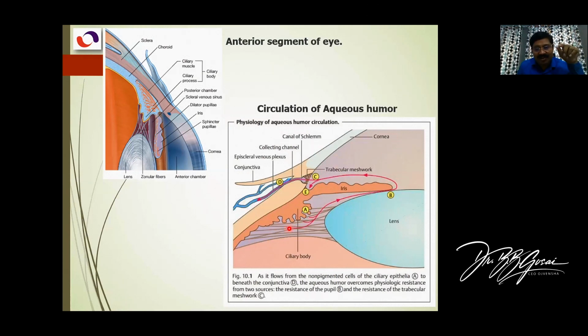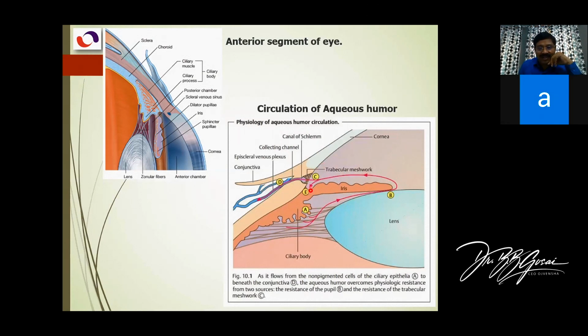So this is the circulation of the aqueous humor, starting from the ciliary body to the posterior chamber to the anterior chamber, and then to the canal of Schlemm, and then to the venous plexus. So this is what is about the circulation. What is the function? Nutrition, support of the structures. It makes the shape of the eyeball perfect. Okay, otherwise the cornea will indent. So it keeps the intraocular pressure reasonable to maintain the shape. So this is its function.